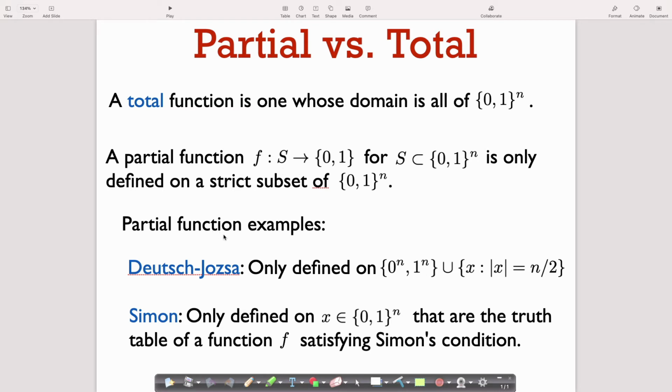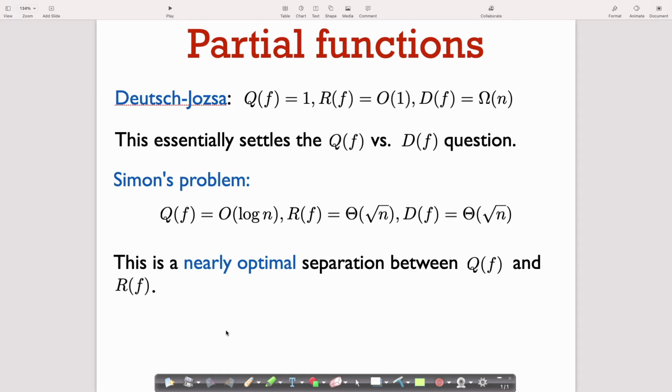So far we've actually seen more examples of partial functions, right? So, for example, in the Deutsch-Jozsa problem, we have this promise that our input function is either constant or balanced, right? So the problem is not defined on any possible input function. It's only defined on this subset of functions that are constant or balanced. Likewise, Simon's problem, right? It's only defined on input functions that have to satisfy this promise of being periodic. Okay, so these are examples of partial functions.